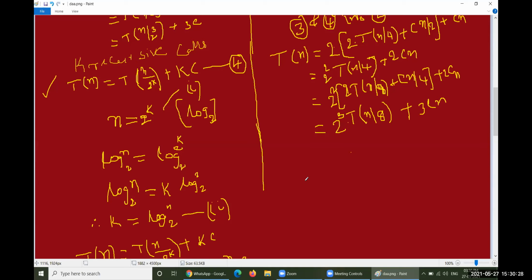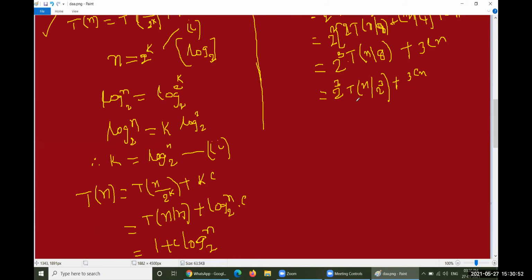And convert wherever it is possible to convert into 2 power 3, convert everything here. So it is already 2 cube, it is already in 2 cube only. T into n divided by, so here also you are able to write 2 cube. So plus 3 Cn, 3 into C into n, 3 Cn.